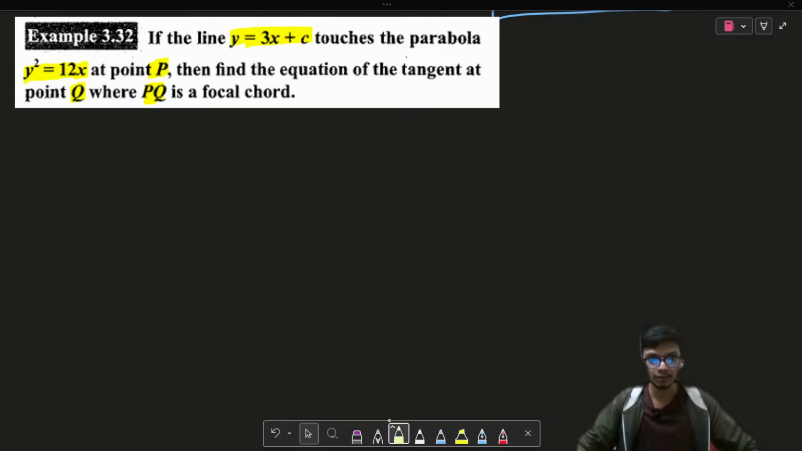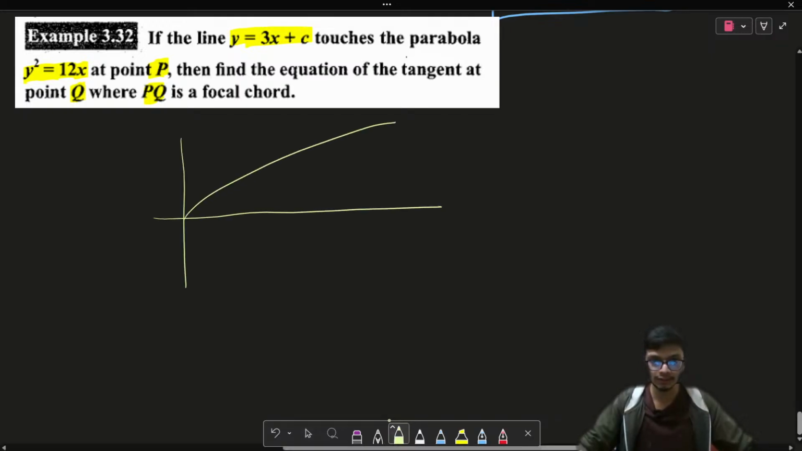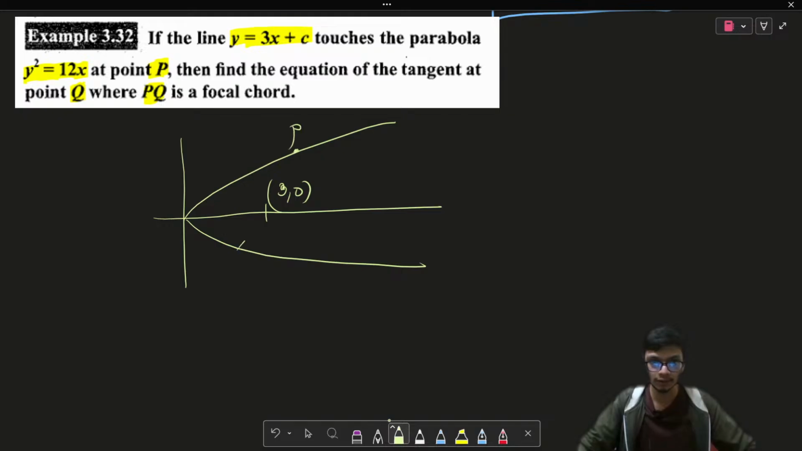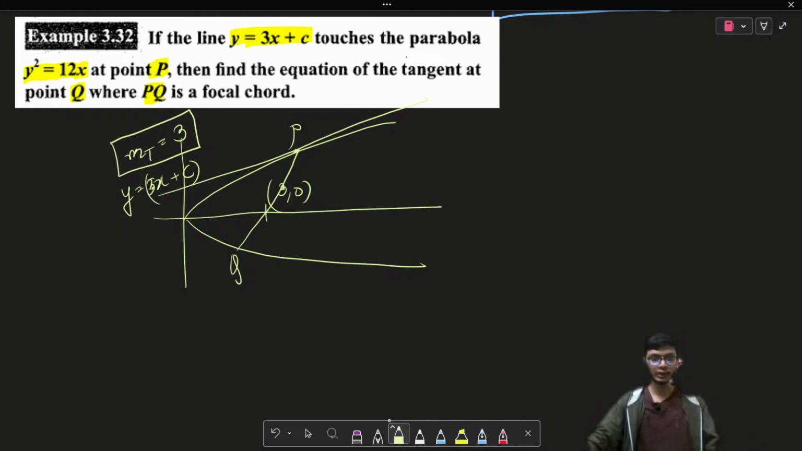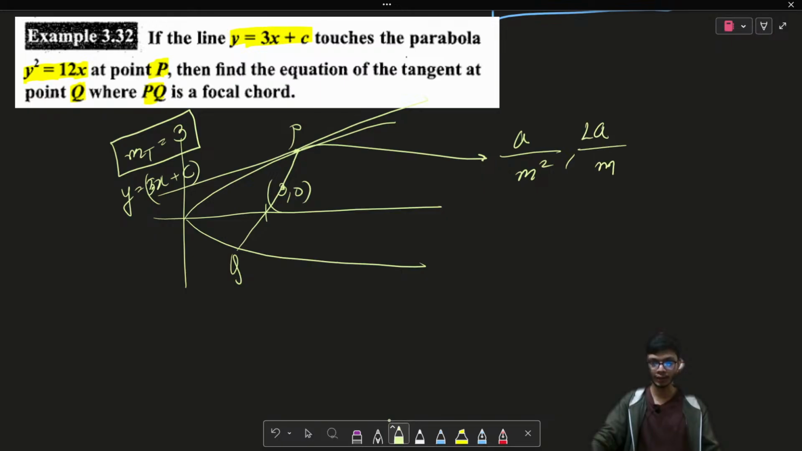Okay. So the parabola is given like this, where the focus is at 3, 0. So if I take up any point P, the focal chord will be something like this. So if the tangent at point P is given as y is equal to 3x plus c, from here I can easily obtain the slope of the tangent, right? And from there the point of contact of the tangent is given as a by m square comma 2a by m, right? So this is how the point of contact of the tangent to a parabola looks like.